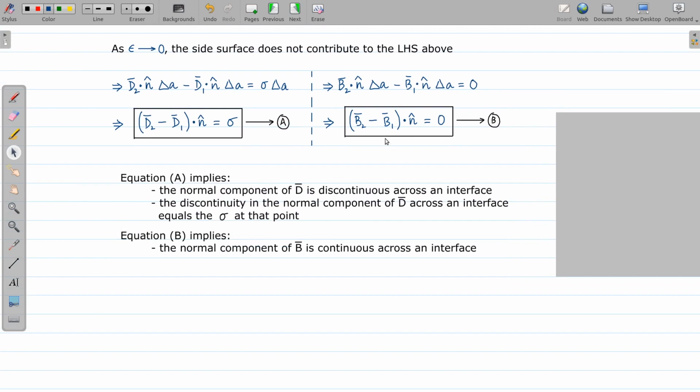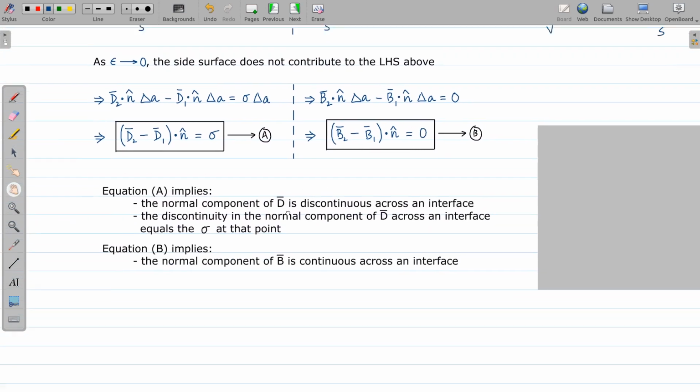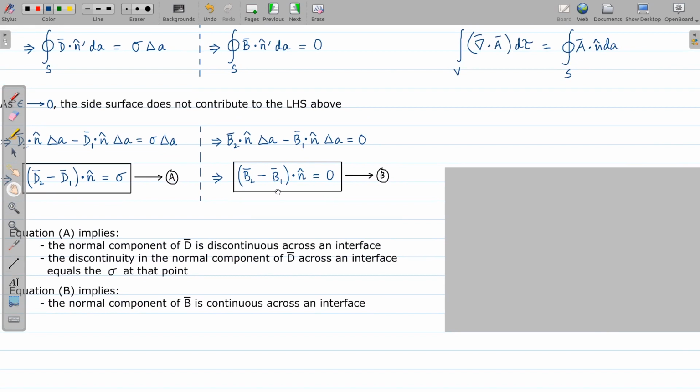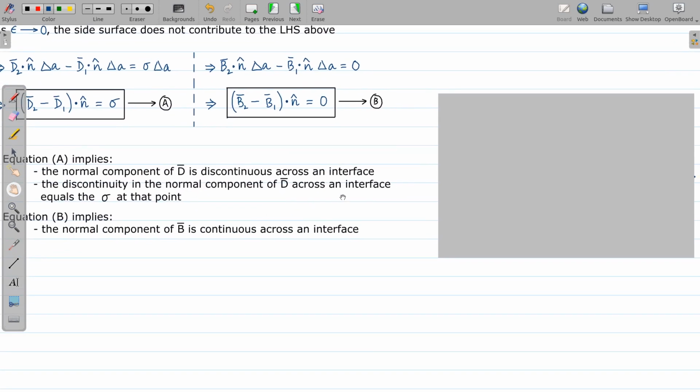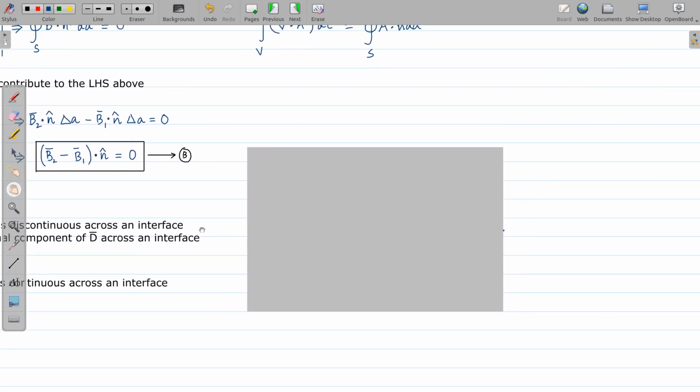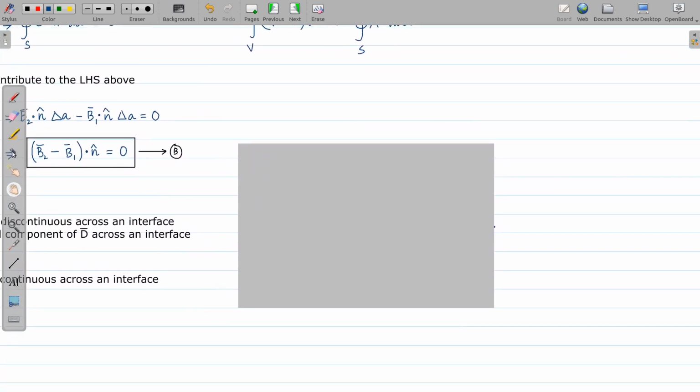Equation number B, what does it say? Very simple, because the right hand side is 0, that means for the normal component of the magnetic field B, there is no change. Normal component in the second medium minus normal component in the first medium is equal to 0, so the normal component in both media remains the same. Normal component in medium 1 is equal to normal component in medium 2. So the normal component of the magnetic field remains continuous. It is not discontinuous, it is continuous across an interface.